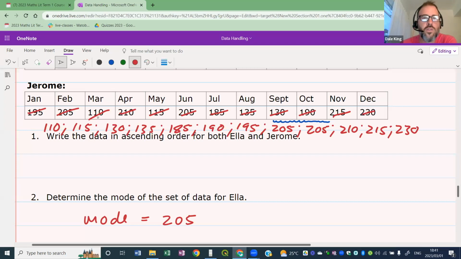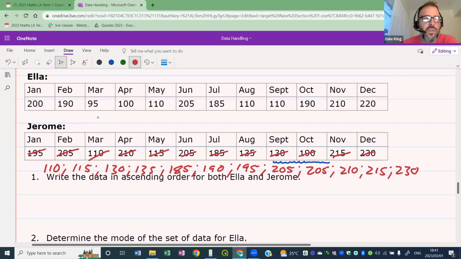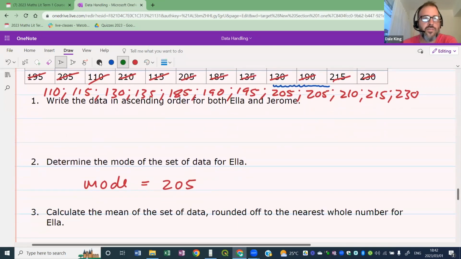Okay, well, let's have a look and see if we can spot it for Ella. There's 110, 110, 110. And that looks like that's it, 110. All right. So this is for Jerome. I'll put a J here. And for Ella, this is the one they want. Mode is 110. All right, good stuff for those people that put 110.